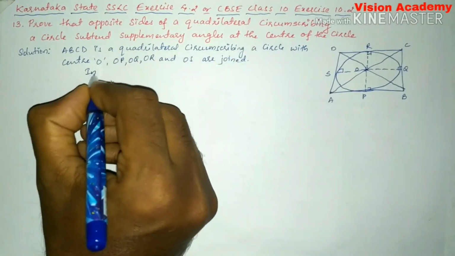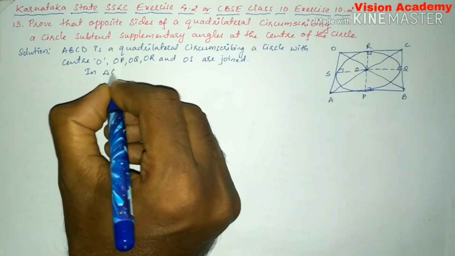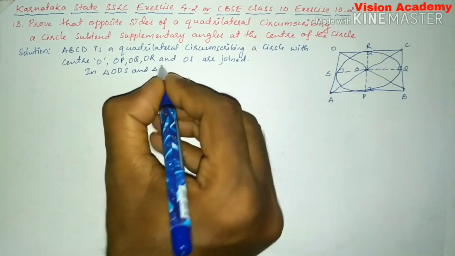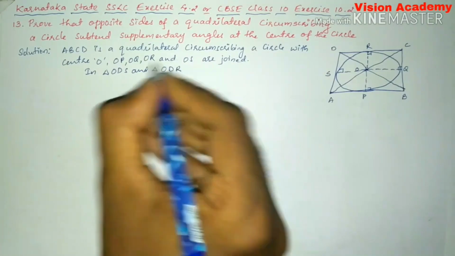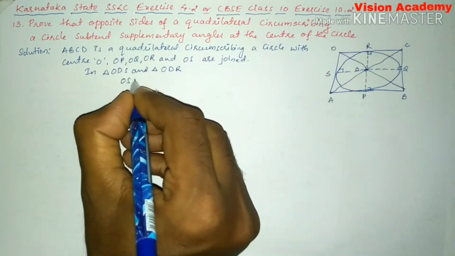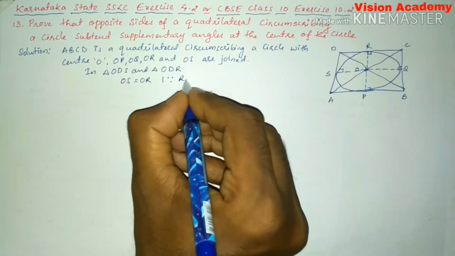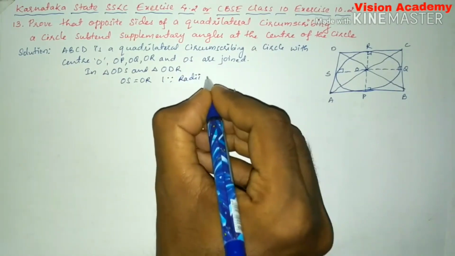In triangle ODS and triangle ODR, OS is equal to OR because radii of the same circle.